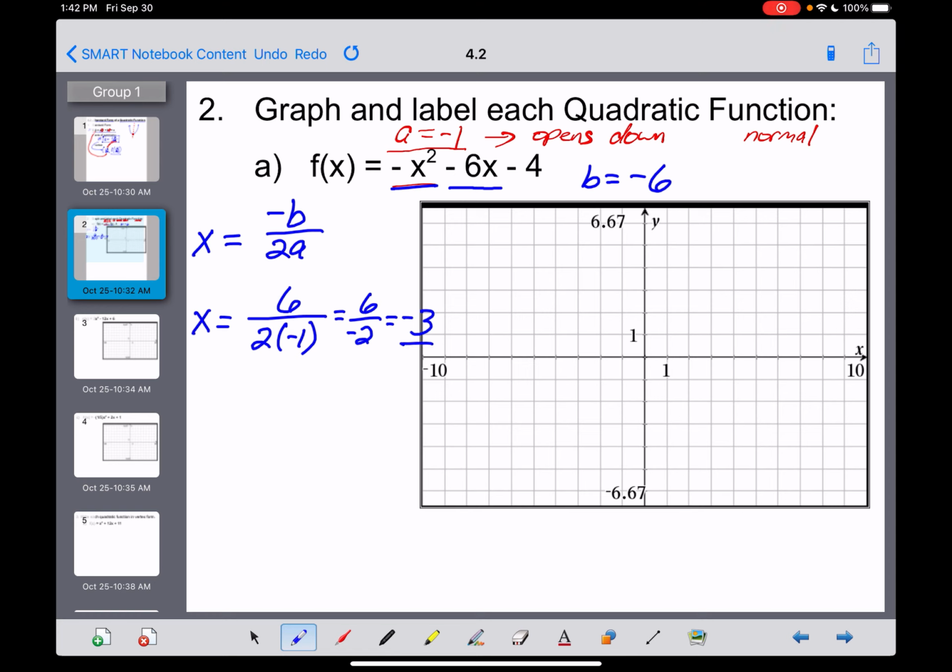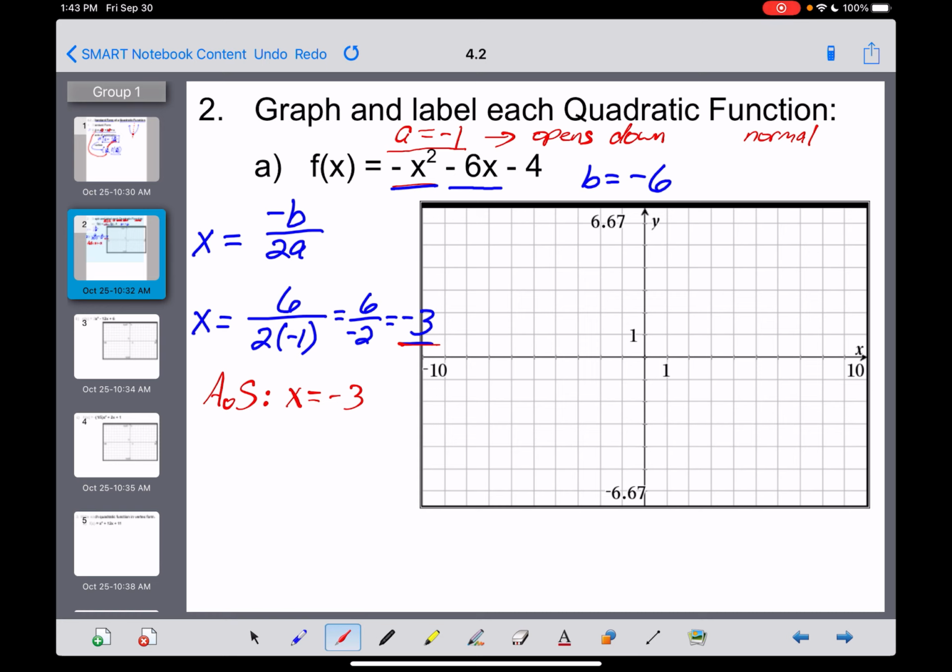That number right there is the equation of your axis of symmetry, and it also is going to tell us the x-coordinate of the vertex. So let me go ahead and label here that our AOS, axis of symmetry, is going to be the line x equals, and then this number right here, negative 3.